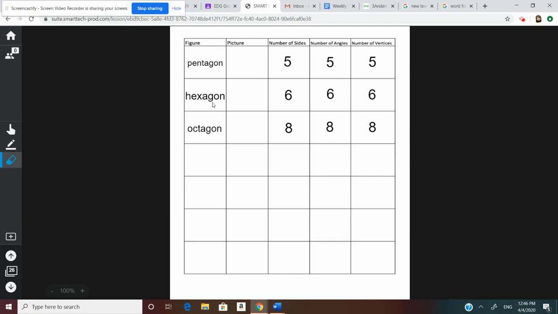When you're done with that, write the figure hexagon. You can draw a picture here. It's always going to look the same. It's a 6-sided figure. Number of sides is going to be 6. Number of angles is 6. And then the number of vertices is 6. And then lastly, we have the octagon. And the octagon is the 8-sided figure. This is our stop signs. Number of sides is 8. Angles is 8. And vertices is 8. Pause the video if you need to catch up on those vocabulary, and then move on with me to our homework.